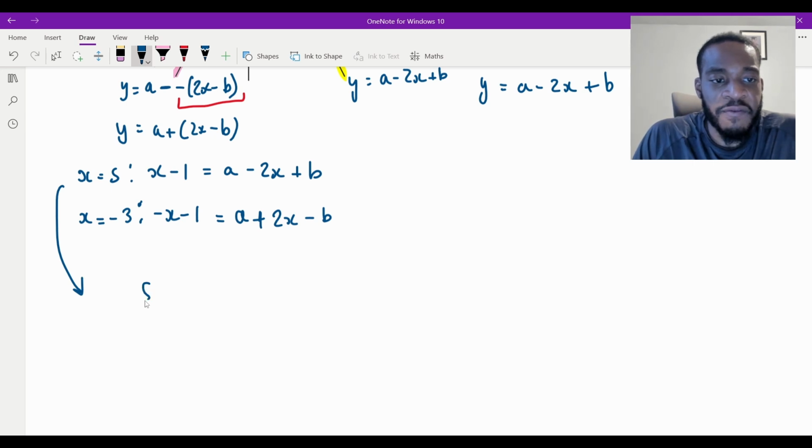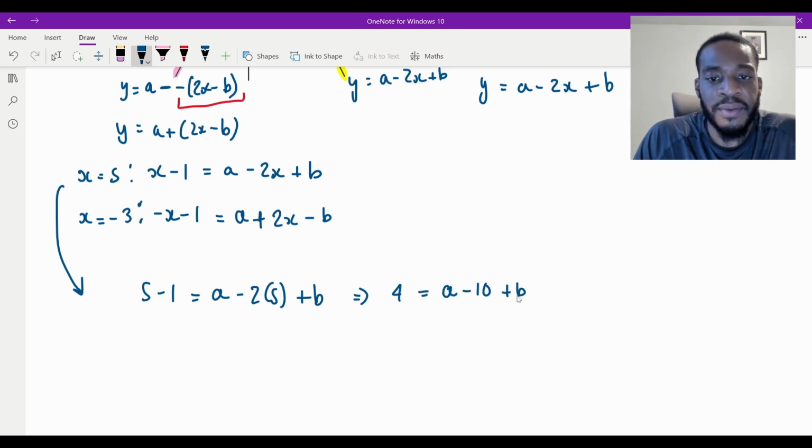So the first one here, I'll do it here. That's going to be 5 take away 1 is going to equal a minus 2 lots of 5 plus b. And then if I tidy that up, that's going to be 4 is equal to a minus 10 plus b. And then if I move the minus 10 to the right, I'm going to have 14 is equal to a plus b, which in other words means that a plus b is equal to 14.